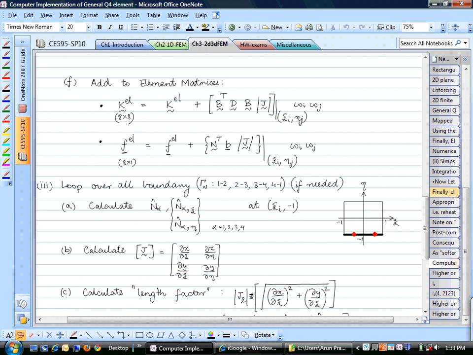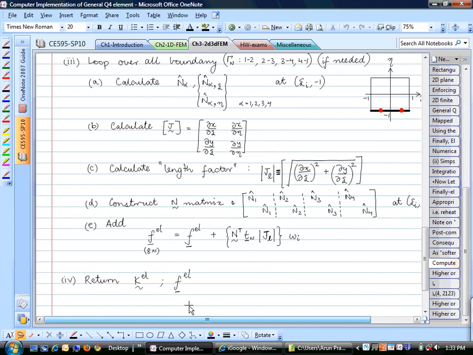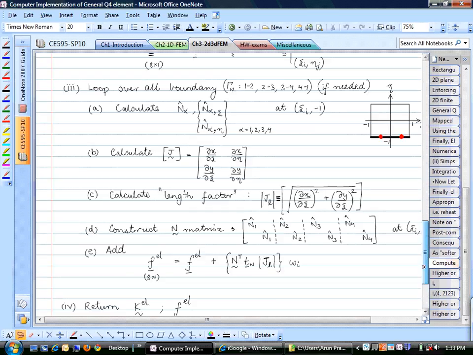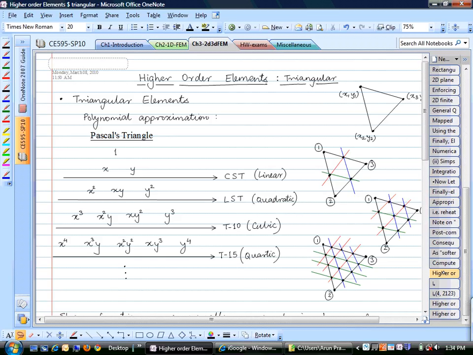So basically, once you are finished with all these 3 or 4 steps, and steps 2 and 3 require further sub-steps for each and every Gauss point, once you are done, then you would have your K element. You can go and assemble that into the global stiffness matrix and enforce your boundary conditions, solve for it, and so on. Okay, so that's basically the outline of how you would implement it on a computer.